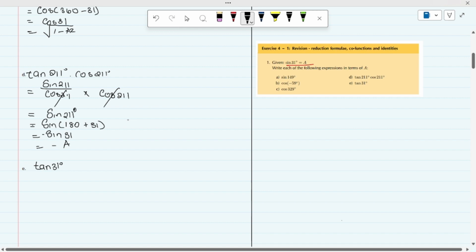So basically the last question says tan 31. Right, so tan 31, what you're gonna do here is simplify it to sine 31 over cos 31. Right, so when you simplify these two things, it's gonna be what?